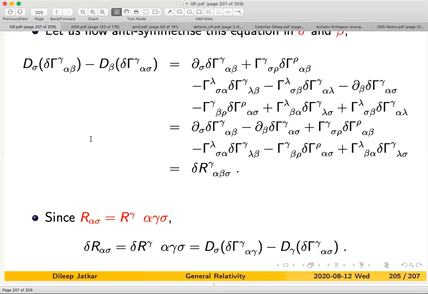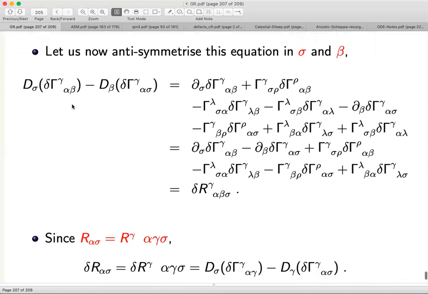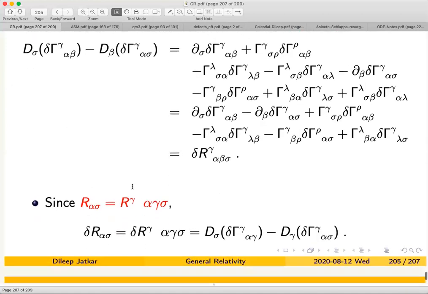Let me just complete this argument because we are almost there. We find that you can write down the variation of the Riemann tensor as the antisymmetrized covariant derivatives of the variations of the Riemann-Christoffel connection, which are of course tensor quantities. This should have been subscripts actually, some error in this, so I'll correct that later.